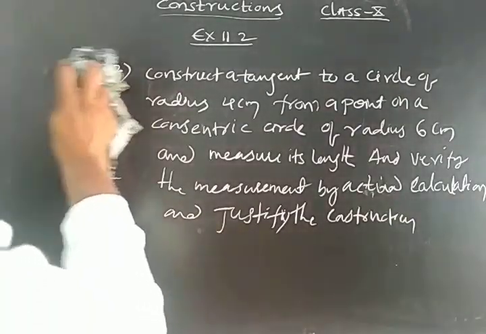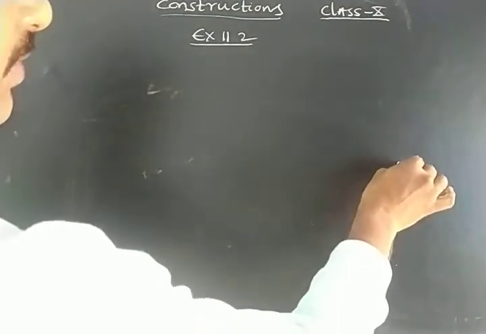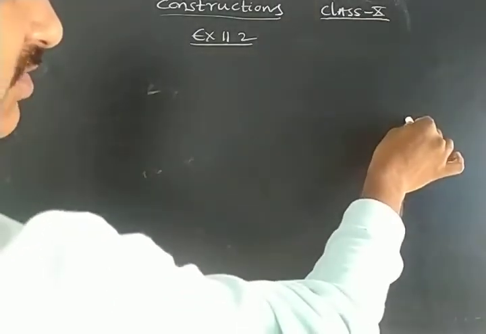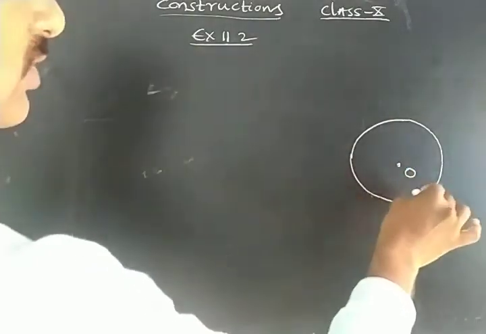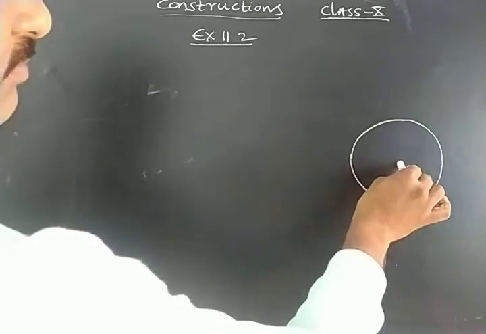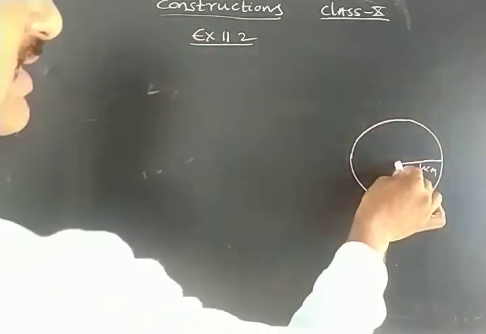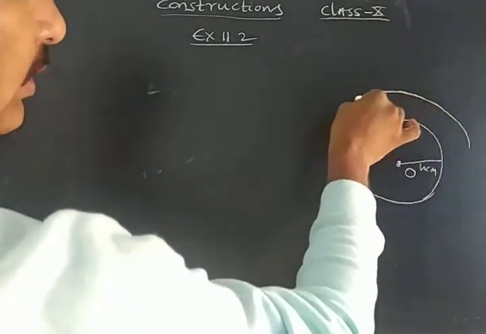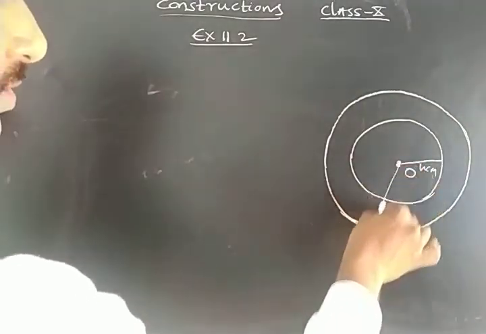Okay, right. So we need a 4 centimeter radius circle and a 6 centimeter radius circle. Both are concentric. So what we have to do, taking one point as center, denote it by O, and taking 4 centimeters as radius, draw one circle. Again taking O as the same center and 6 centimeters radius, draw another circle, which is concentric to the first circle.